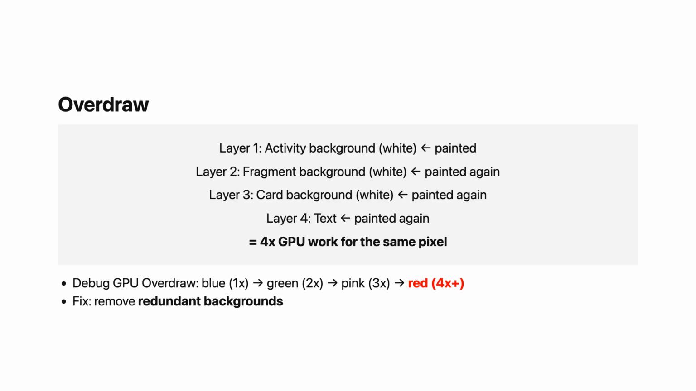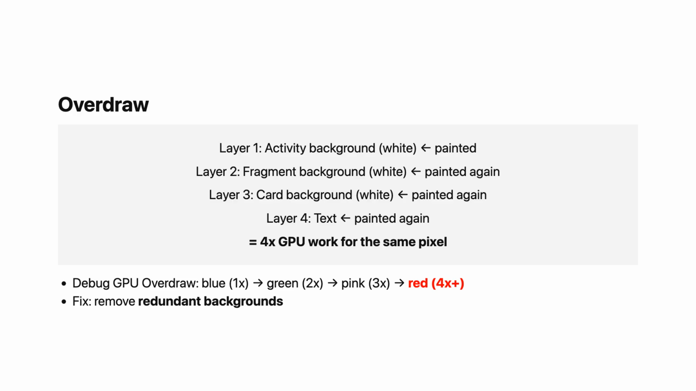Android has a developer option called Debug GPU Overdraw that color codes your screen. Blue means 1 overdraw, 2 draws total. Green means 2 overdraws. Pink means 3. Red means 4 or more. You want to minimize the red. The fix is usually to remove unnecessary backgrounds. If a parent is already painting a white background, the child does not need one too. Remove the redundant Android background attributes. In Compose, be careful with Modifier.background, only apply it where truly needed.